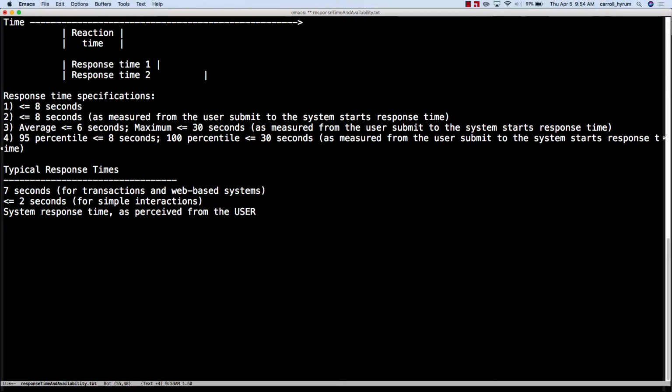Okay, and so making sure we're clear about what it is. If you think of when you walk up to an ATM, when you go to a website or anything, you treat it as a black box, from a whole perspective. That's response time. Now, are there any questions about response time? Okay, let's talk about availability.